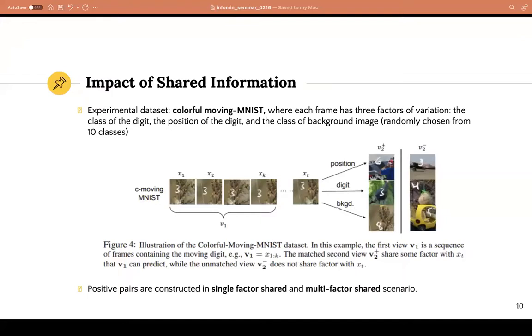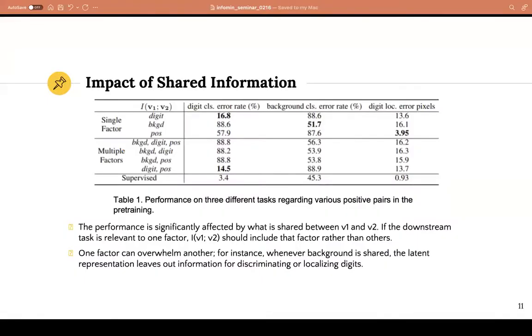So this dataset is very controllable. The positive pairs are constructed so that you can change a single factor or you can change multiple factors. The experiments are also run on those two scenarios, and here is the result. Table 1 shows you the performance on those three different tasks.